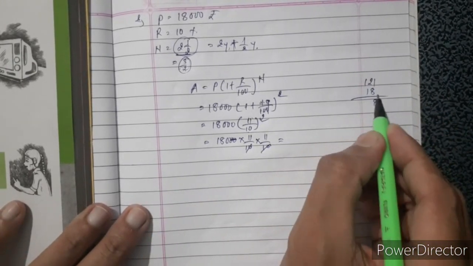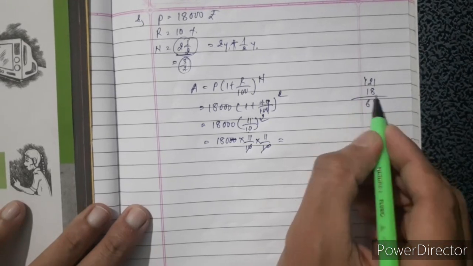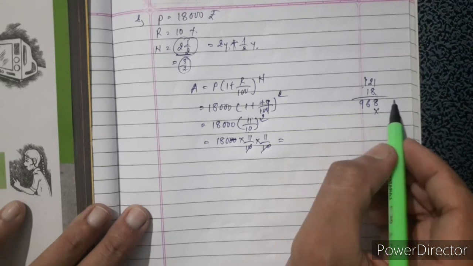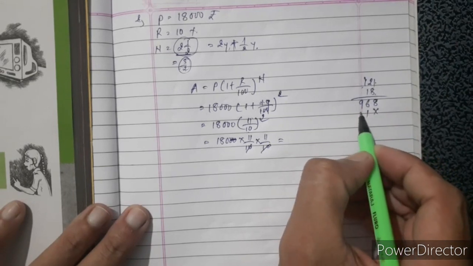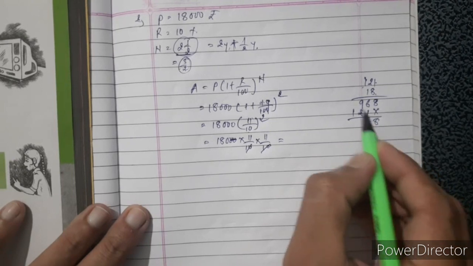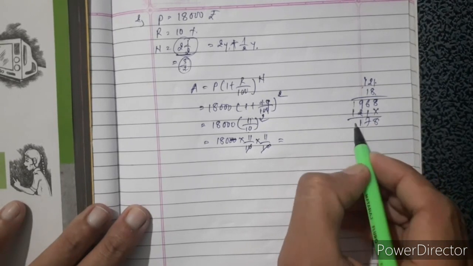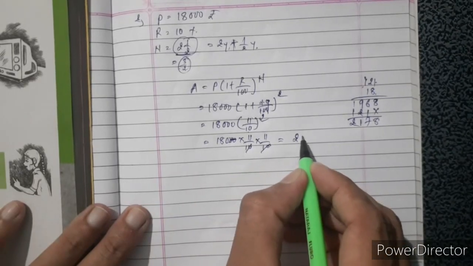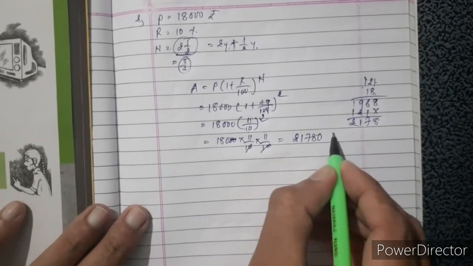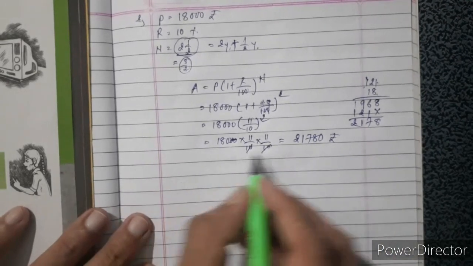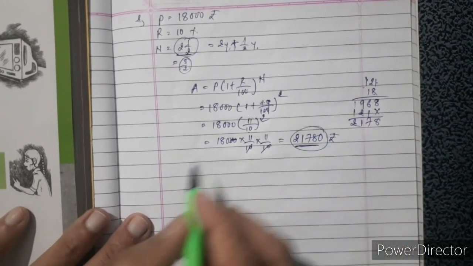So 8 ones are 8, 8 twos are 16, 1, 8 ones are 8, 1, 9. Now 1 cut, 1 ones are 1, 1 twos are 2, and 1. That is 8, that is 7, 9 and 2, 11, 1, and here 1, 2, 1. And 1, 0 is there. So your answer is 21780, which means 21,780.